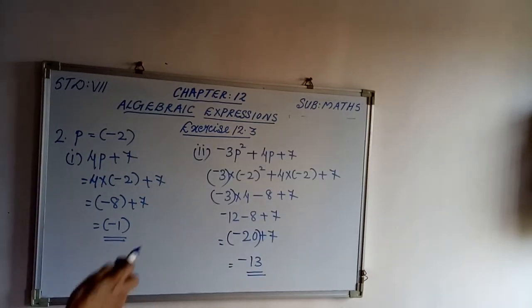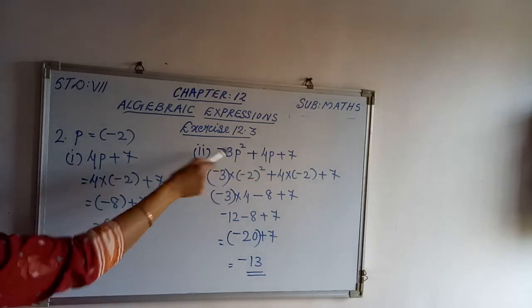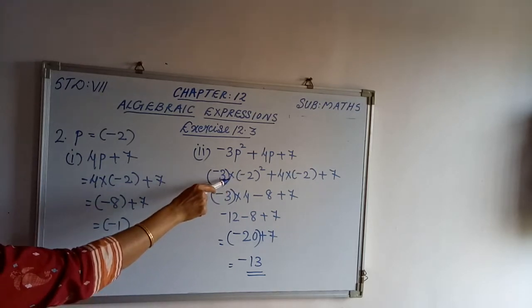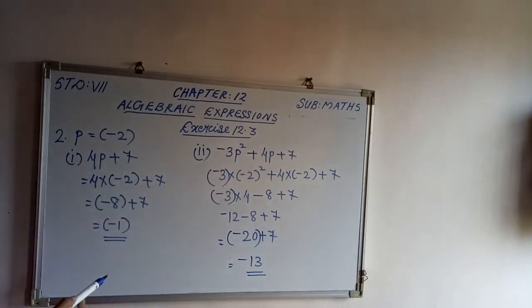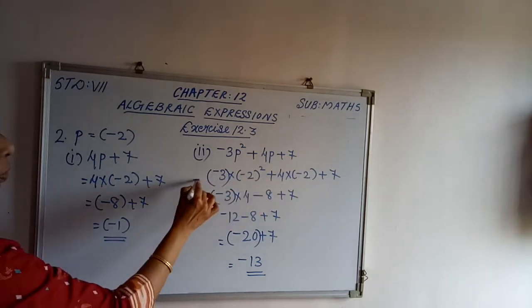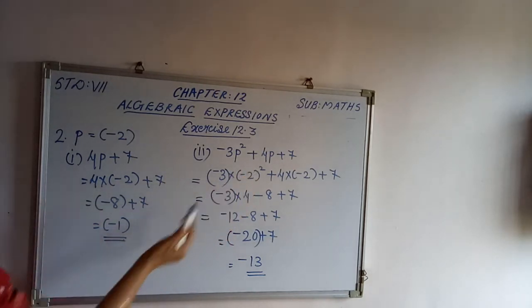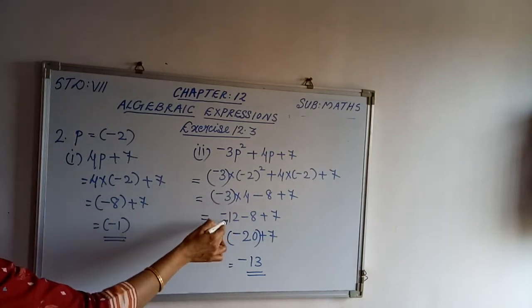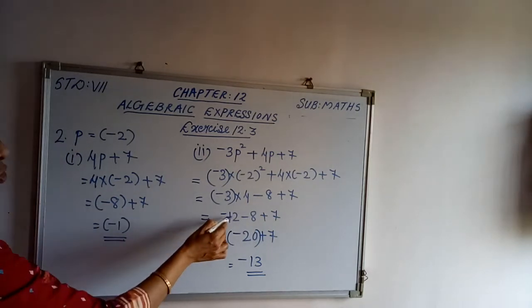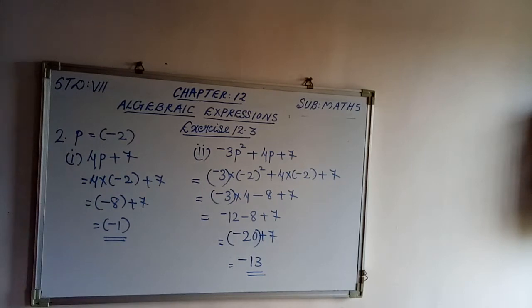Second one, see. Minus 3p square plus 4p plus 7. If p is equal to minus 2, in place of p, substitute minus 2. So, minus 3 multiplied by minus 2 the whole square plus 4 into minus 2 plus 7. That's equal to minus 3 into 4, minus 12. Minus 2 the whole square means 4. So, minus 12, 4 into minus 2, minus 8, plus 7. Minus 12 minus 8, minus 20, plus 7. That's equal to minus 13, the answer.